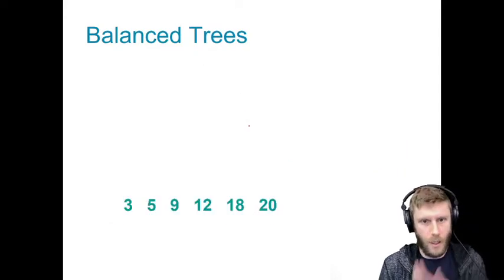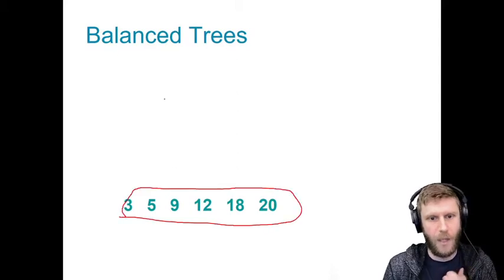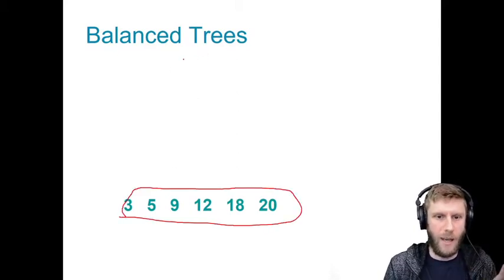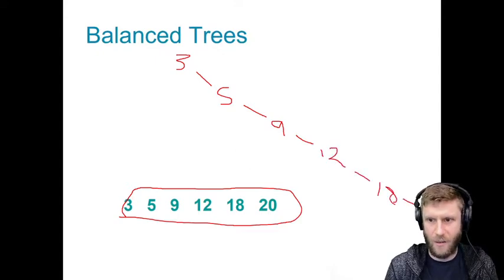So which of these is balanced? Well, it's this one. So let's build a binary search tree with these numbers in it quickly. Well, okay, it's empty, so there's 3. And then we add 5, which should go to the right. And then we add 9, which should go to the right because it's bigger than 5. 12, 18, 20.